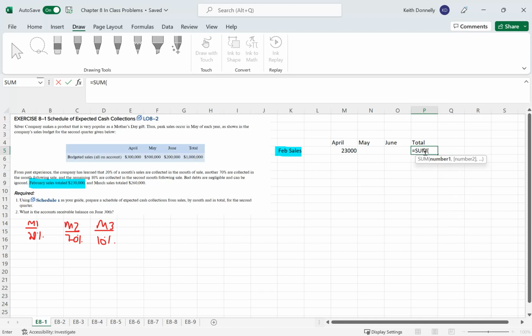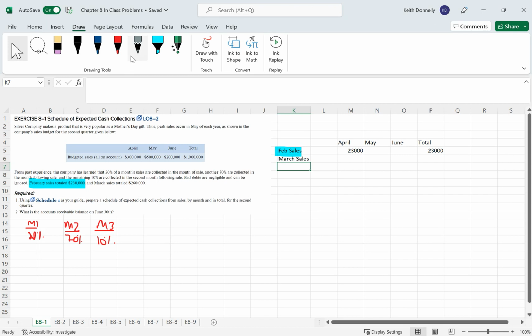And we could just make this a little formula right here, and we'll drag that down at the very end. Okay, March sales, maybe we'll make that yellow. They're telling us March sales total $260,000. So we have March, April, we must get 70% of that. May, we must get 10% of that.